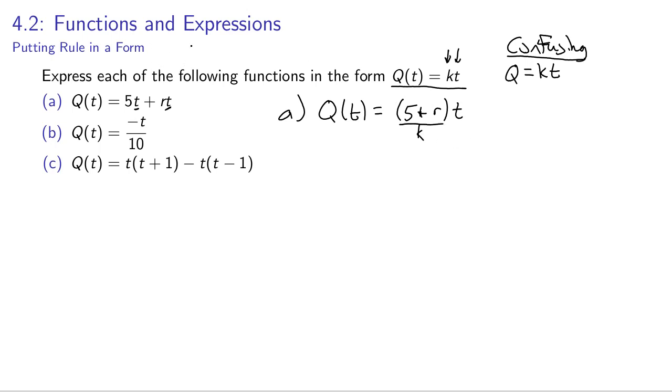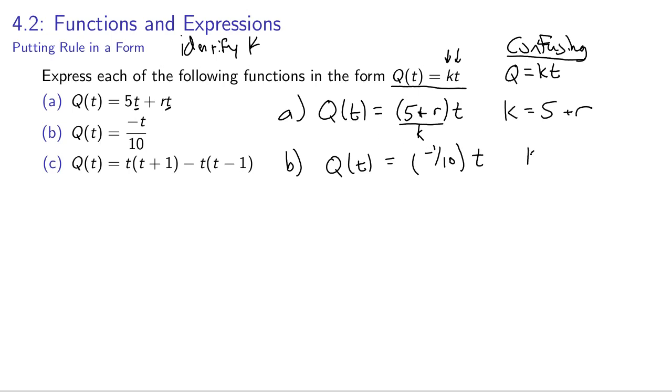If the problem had said, let's pretend the problem said identify k, so that we can identify it. So let's say k is 5 plus r. Let's pretend the problem said that, because often it will, and if you forget to put that, you won't get full credit. You need to follow the instructions in the problem. B, we need to put q of t in this form, constant times t. Here we can rewrite or regroup the division into a fraction and the negative together, and we get that k is minus 1/10.